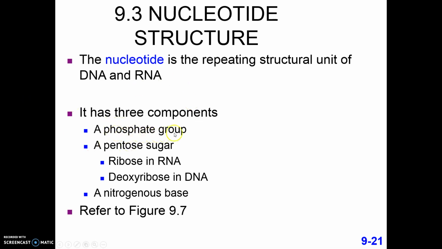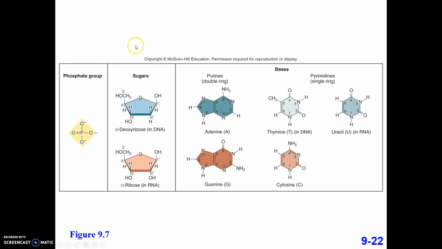The first component is a phosphate group. That is followed by a pentose sugar, pentose meaning it has 5 carbons. This is where DNA and RNA are different. So in RNA, we have ribose as the pentose sugar, and in DNA, we have deoxyribose. We also have a nitrogenous base, which is where we get the A's, T's, G's, and C's. So let's take a closer look.